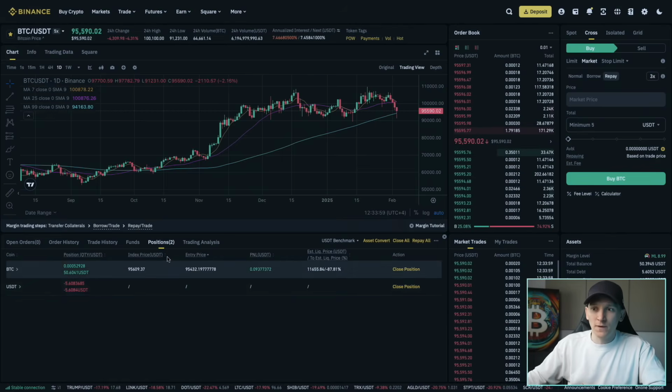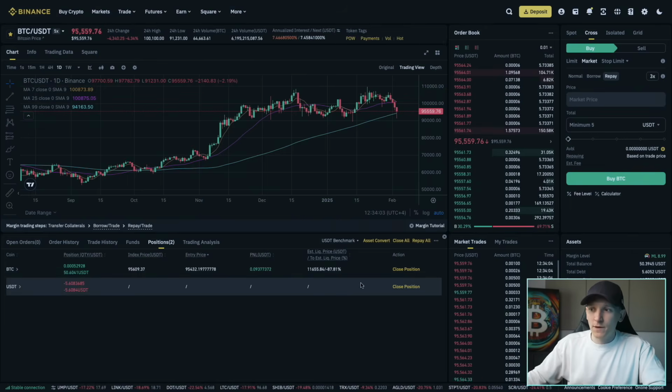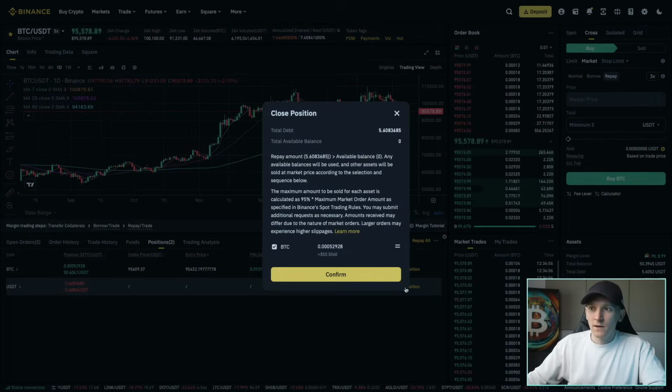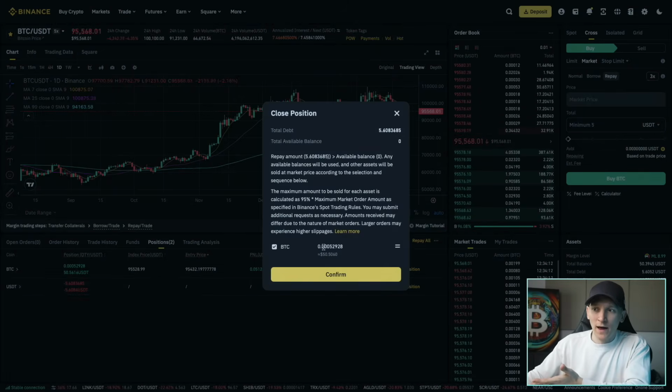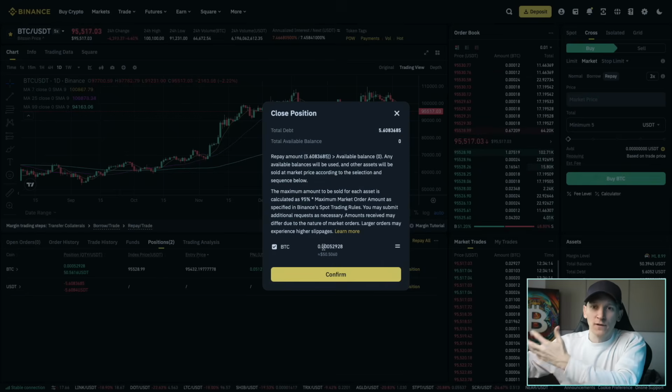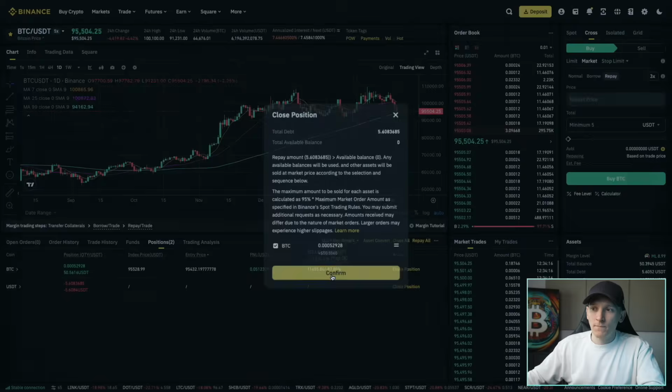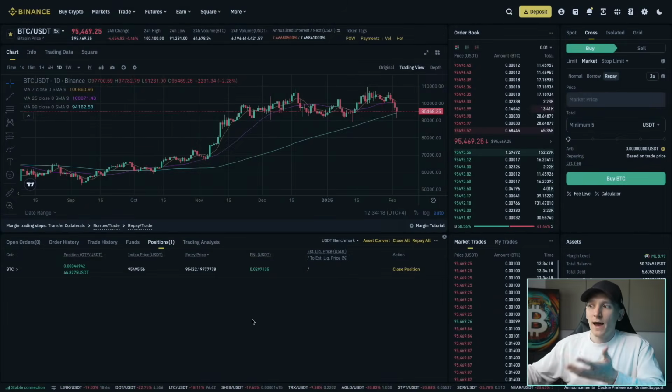If you go down to positions here, what I'm going to do is I have this USDT debt and I'm going to pay that off by pressing close position. And it says, you have this debt. How do you want to pay it off? And down here it says, this is the asset that you have. We can sell a portion of this to pay off your debt. So I can press confirm and that sells off that position and it closes out my debt.